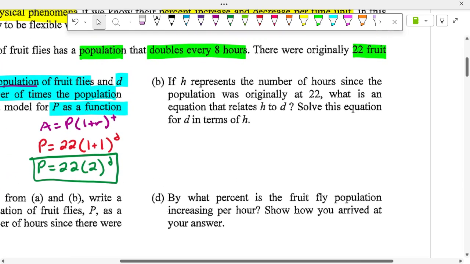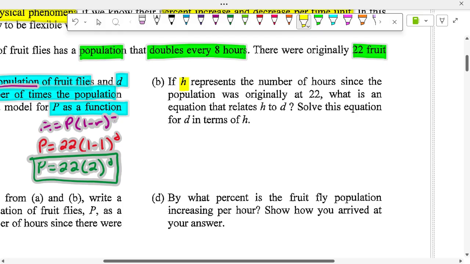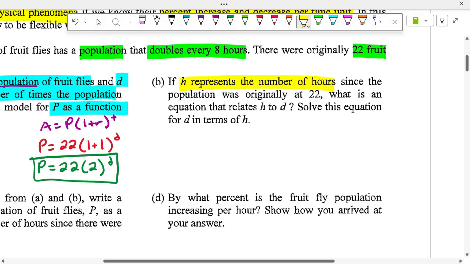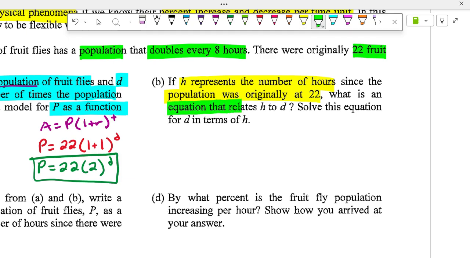Now, let's say that H represents the number of hours since the population was originally at 22. So D currently represents how many times we doubled. So like, let's say we doubled once, we plug in a 1. That means we're doing 22 times 2. All right? Now, what is the equation that relates H to D? We want to solve this equation in terms for D in terms of H.